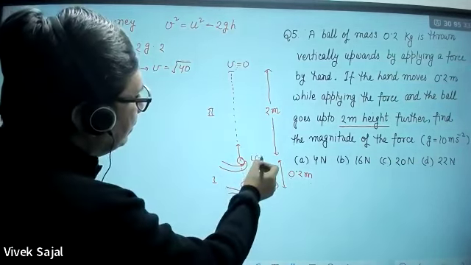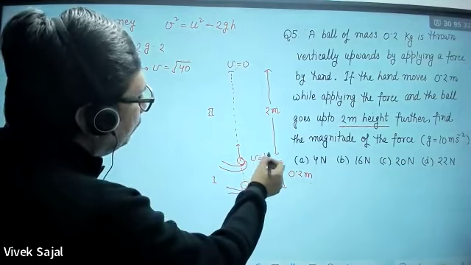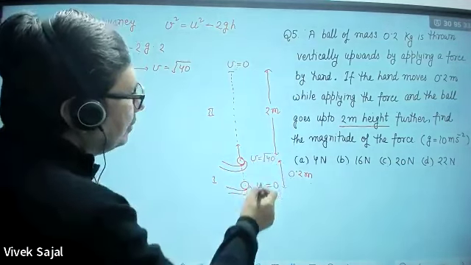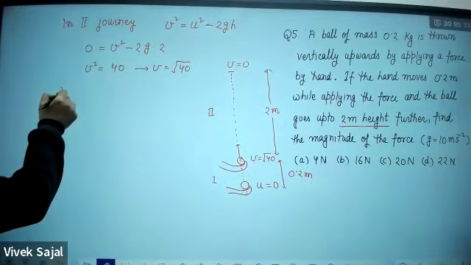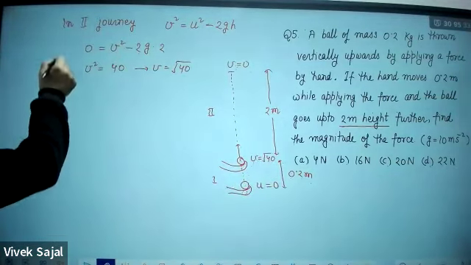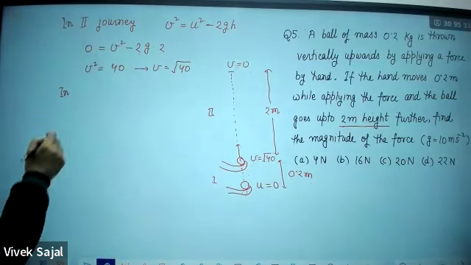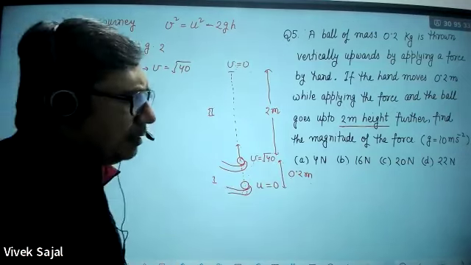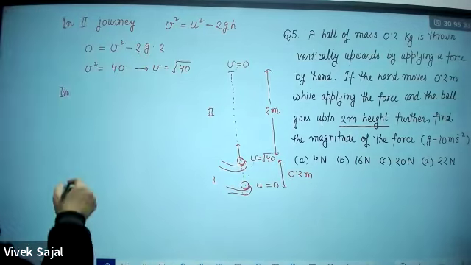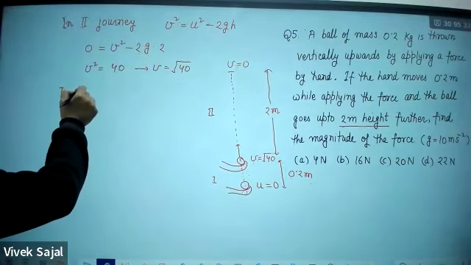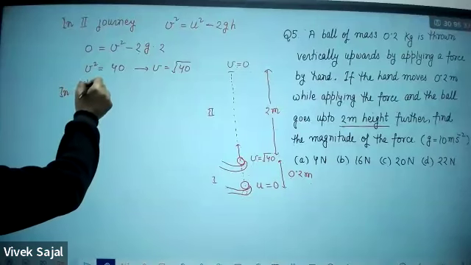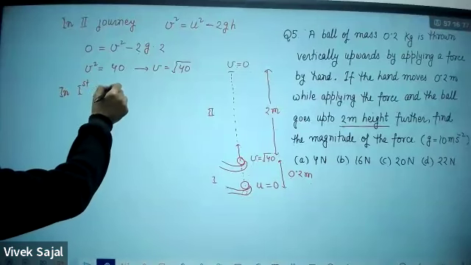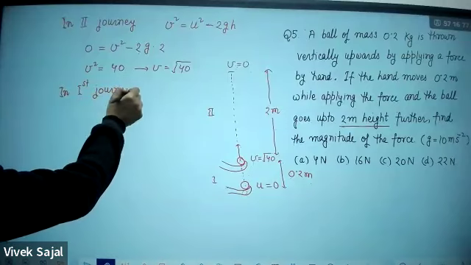You have found this is coming out to be root 40. So now consider this journey, the first journey. In the first journey, this is a very good question, a very conceptual question. I think this is given in H.C. Verma, if I'm not wrong. I don't remember, but this was asked in the exam also.